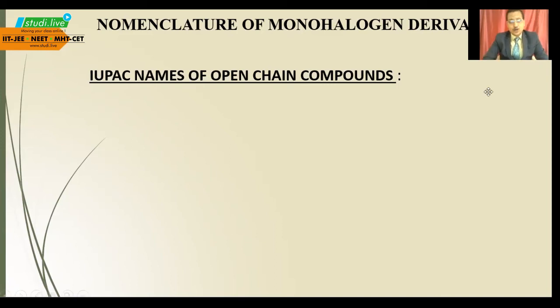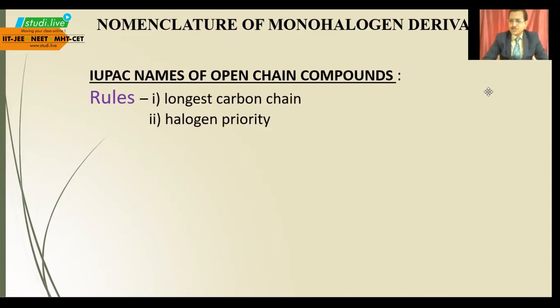Now first I'll be talking about the IUPAC names of open chain compounds. Everyone remembers the basics from 11th, this will be just a quick revision. Rule number 1, there are two things to follow. I'll not go through the whole paragraph of rules, we'll talk only in keywords. First is the longest carbon chain rule. After that, we will follow the halogen priority rule. So let's talk about these things in the example.